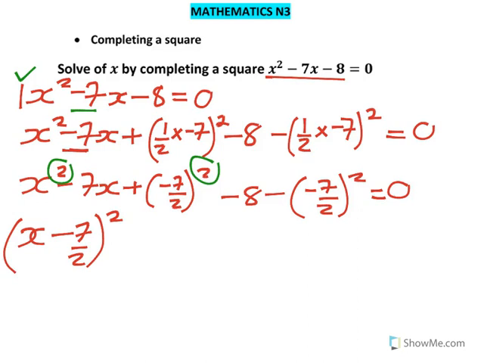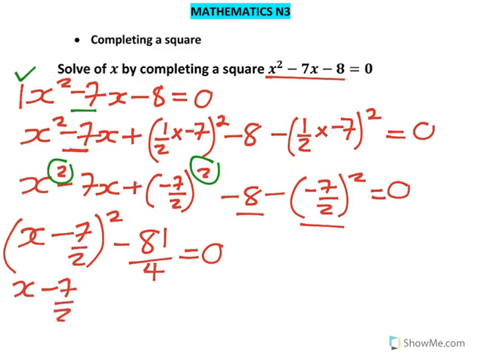when you've done that, when you use a calculator on these two numbers, this is what you're going to get. Then you take it to the other side, you're going to have x minus 7 over 2 squared is equal to, you're going to get 81 over 4.